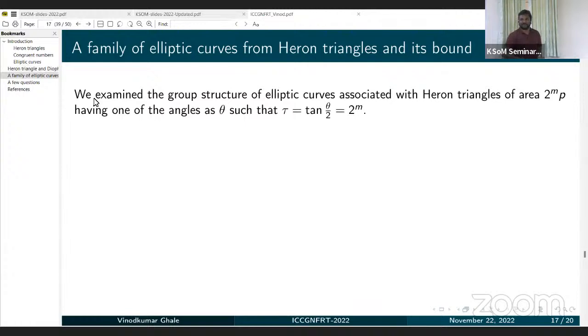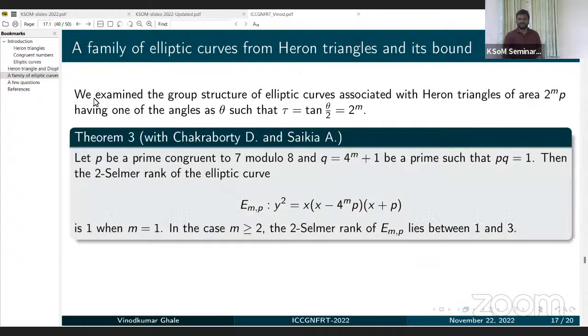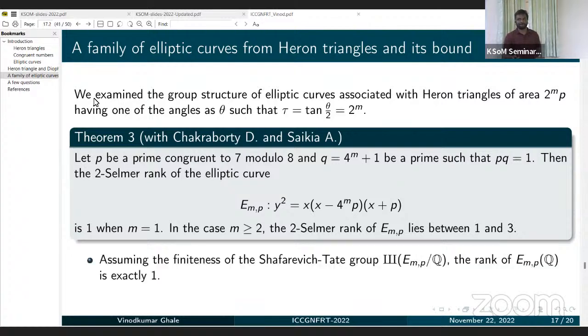To be specific, we assume that the area is 2 to the power m, and one of the, what I mentioned previously, tau, was 2 to the power m. Then the 2-Selmer rank of that elliptic curve is 1 when m is 1, and otherwise the 2-Selmer rank is between 1 and 3. And again, as Mahesh was mentioning, assuming finiteness of the Sha group.